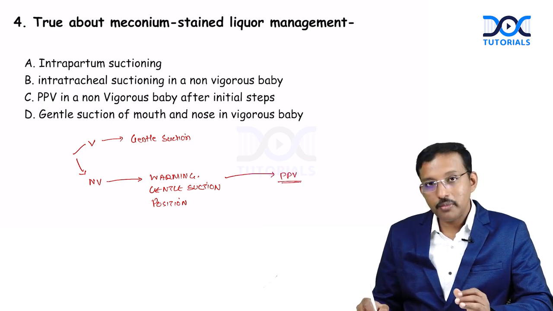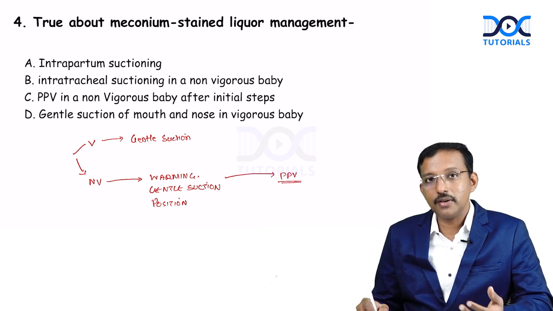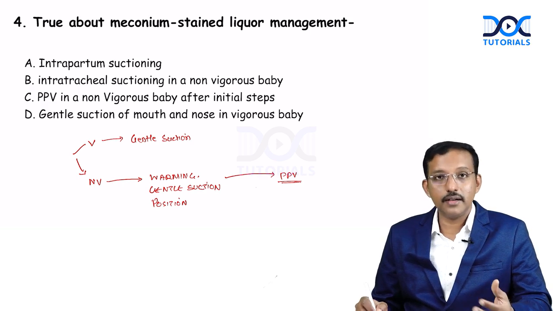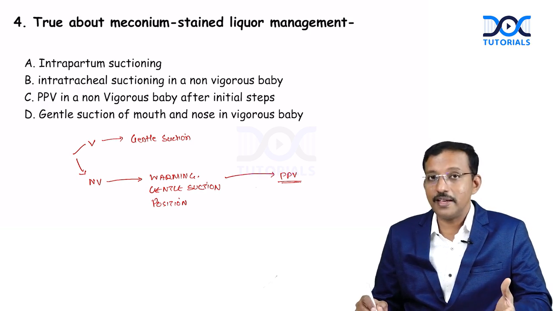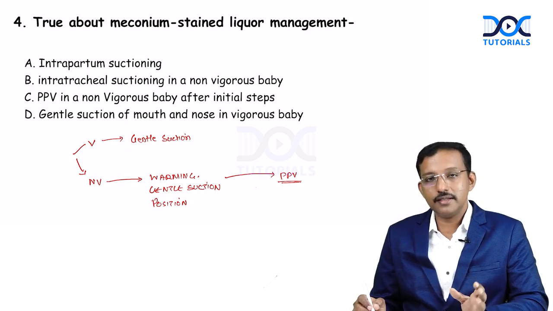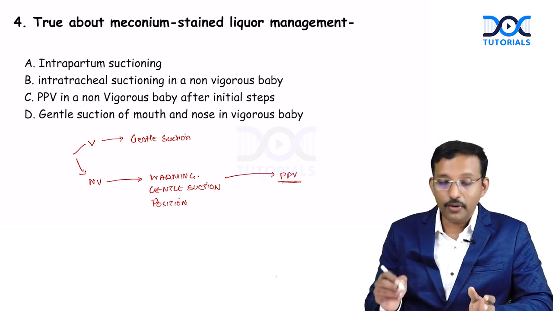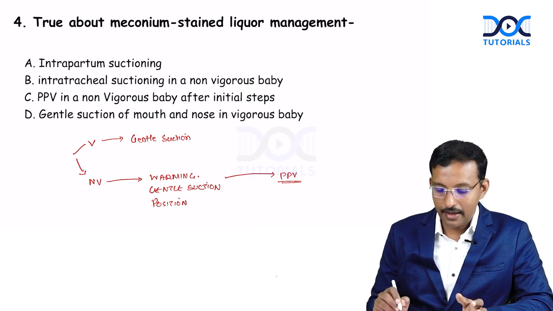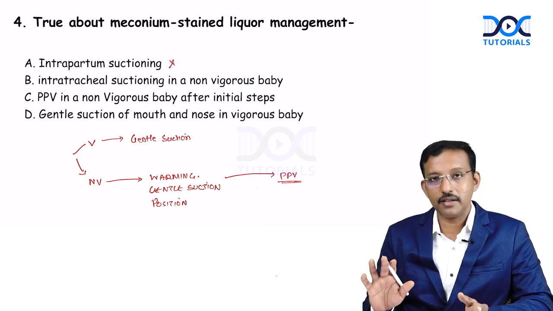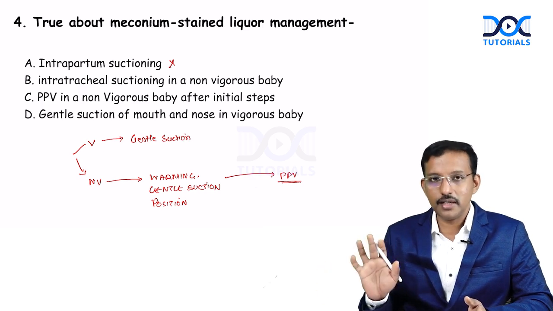Okay. The most important indication is when the saturation goes down, there is central cyanosis, or the heart rate comes down, especially less than 100. You should always be very careful in such babies. Then think about positive pressure ventilation in such a situation. So if you come back to the question, intrapartum suctioning is out a long time back. We have not done any intrapartum suctioning for a long time. So that is out of question.